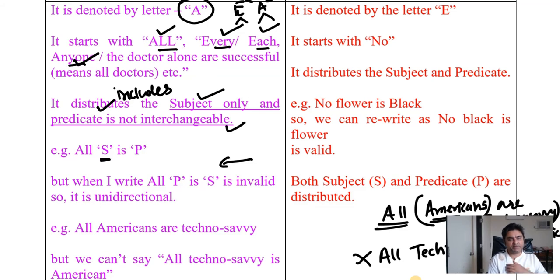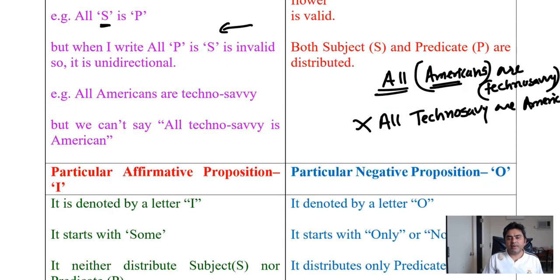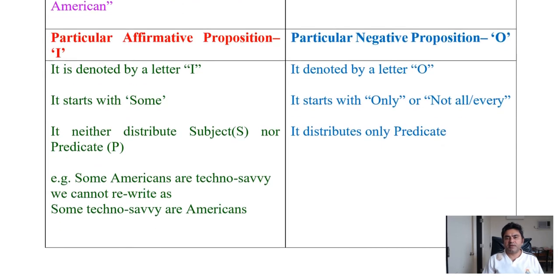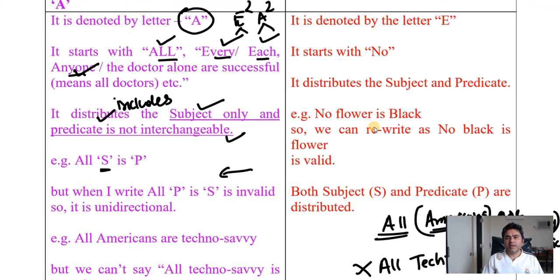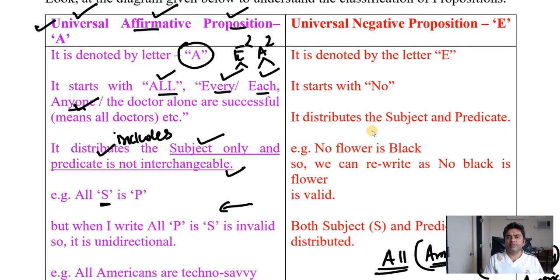Now let us take another proposition, which is universal negative. Universal means includes all, proposition means sentences, and negative means negative. So it is denoted by the letter E, and the starting word of the universal negative proposition is "no". It distributes the subject and predicate. Now remember, it distributes the subject and predicate.